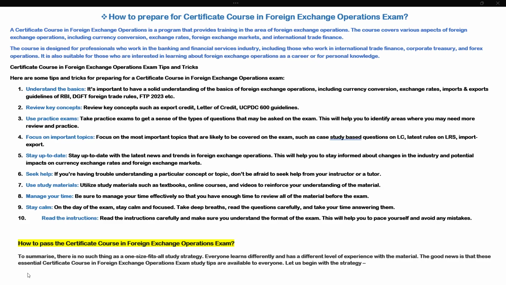There is a regulatory guideline of RBI that the person who is working in the foreign exchange department should have the certificate course in foreign exchange operation. Then only that person will be considered an eligible person. If he passes the exam, then only that person is eligible for a foreign exchange department seat. Mostly due to this regulatory guideline of RBI, this course is getting popular.